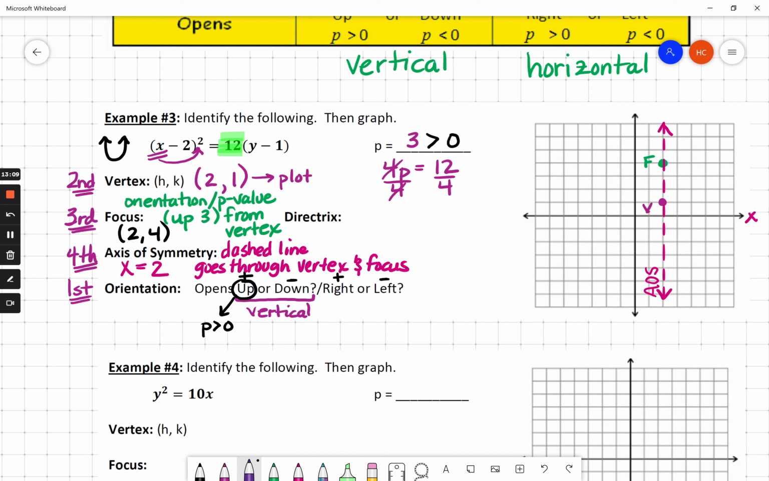The next step, the fifth step, is going to be our directrix. The directrix is also a dashed line. Okay, so I'm going to put here dashed line, but this time this dashed line is going to be perpendicular to the axis of symmetry. So it has to form a 90-degree angle. The dashed line is going to be drawn by doing the opposite of what you did on the focus.